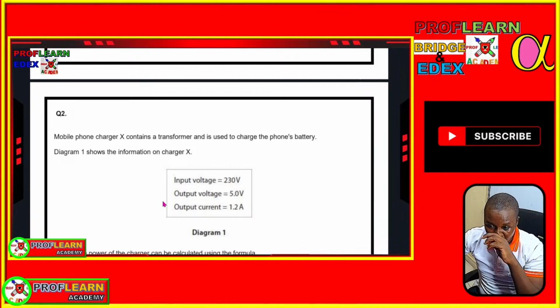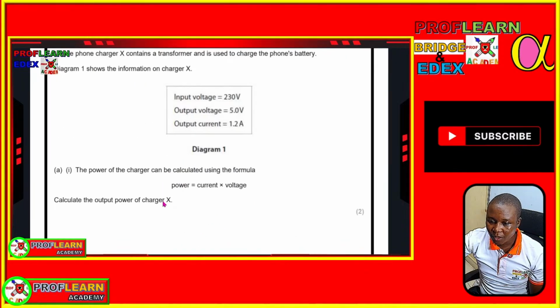We're told that a mobile phone charger X contains a transformer used to charge a phone battery, and we have the specifications there. We have an input voltage of 230 volts, and an output voltage of 5.0 volts. So you can see voltage is reduced: input is 230, output is 5.0. That is a step down transformer, because the purpose of the transformer is to reduce voltage, and the output current is 1.2 amperes. We are supposed to work out the output power.